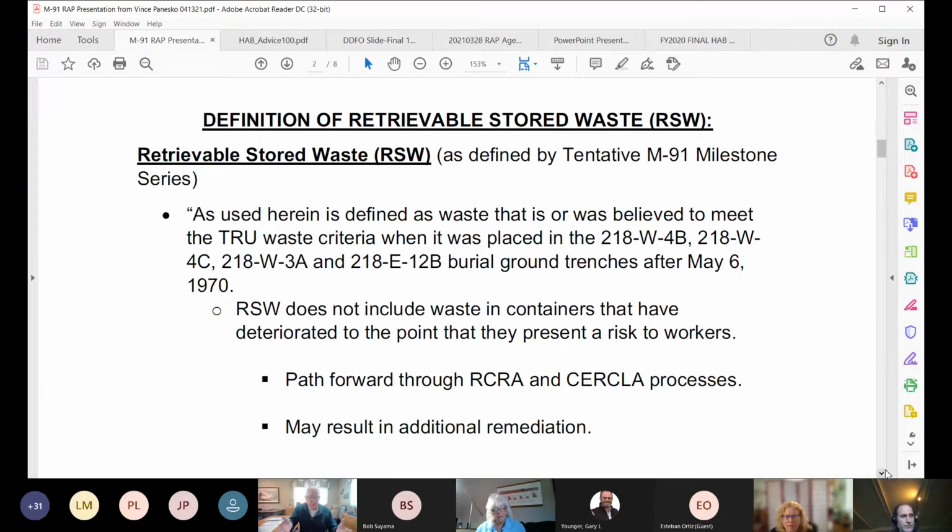Waste after 1970 was supposed to be retrievable at that point. And if it's not retrievable, if the container that was put in has ruptured or corroded, which a number of them did, they're going to leave them there. It's a risk to workers to move. If it's too risky to take this stuff out of the ground, it doesn't fall into the definition of RSW, and the path forward would be the CERCLA process or the RCRA process, mostly CERCLA processes for closure of that, which would require additional remediation.